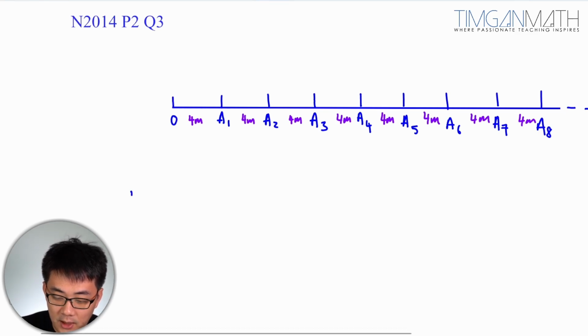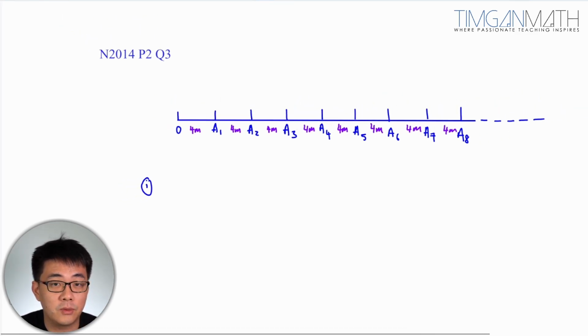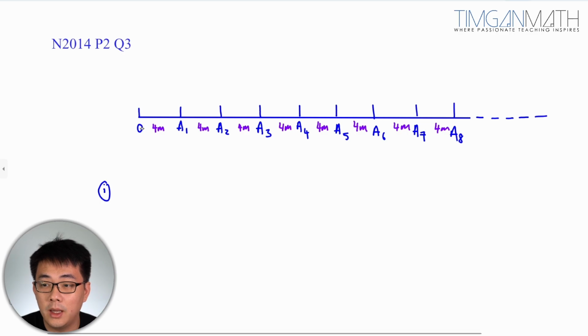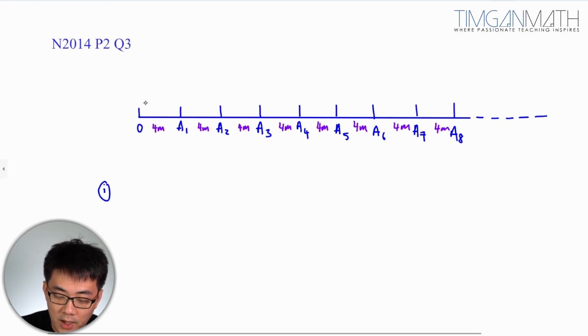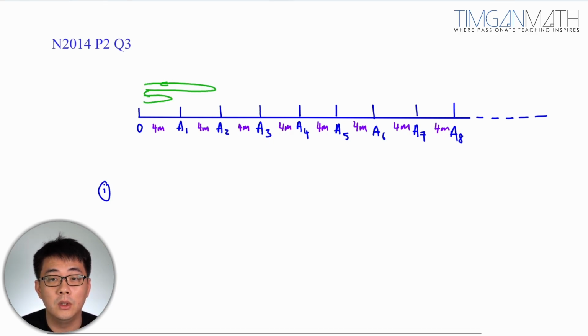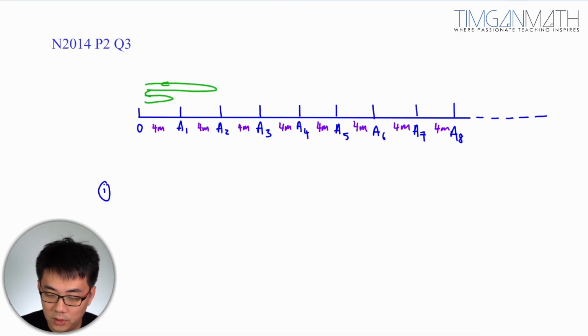For the first part, we're told that in the training exercise, athletes run from a starting point O, and after which from a series of points A1, A2, increasingly far away in a straight line. So these are all 4 meters apart. In the exercise, athletes start from O and run to A1 and back to O, that is stage 1, then stage 2. Meaning to say, this is stage 1, then stage 2 will be like that, and so on. You just keep going on.